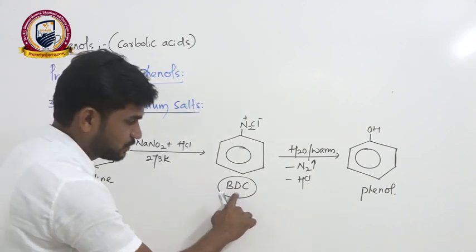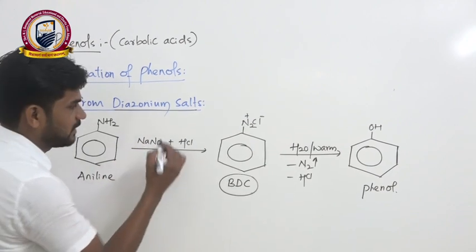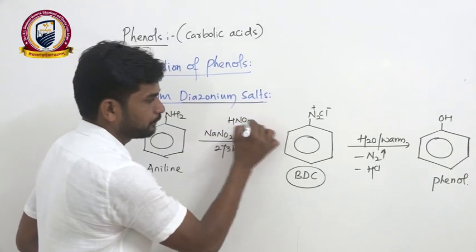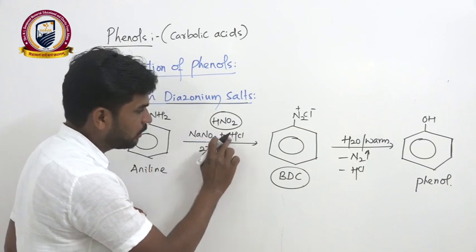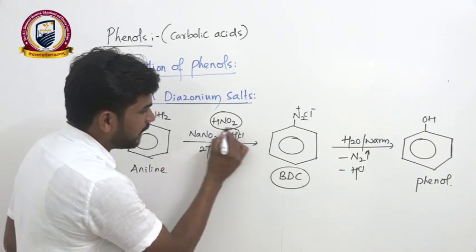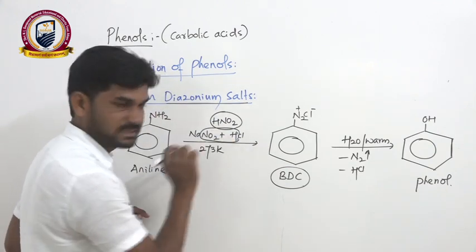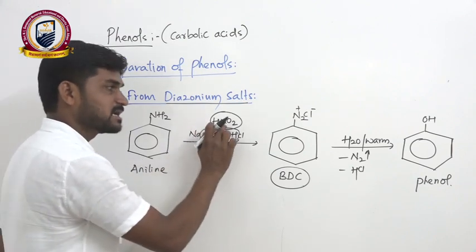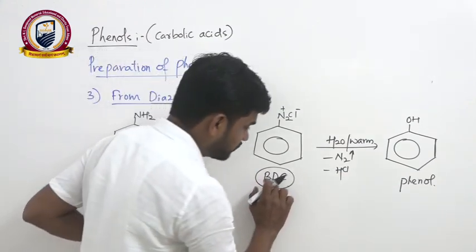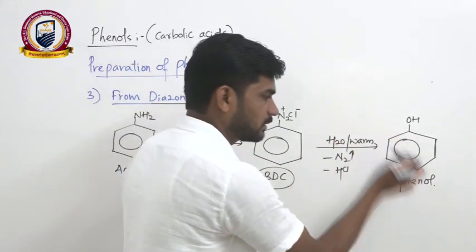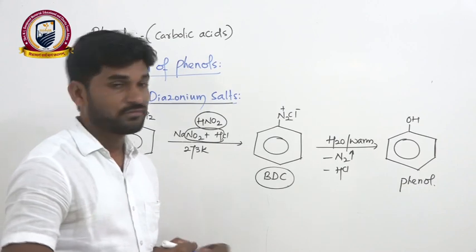So here, first aniline is treated with nitrous acid. Nitrous acid is HNO2, the product of the reaction between sodium nitrite NaNO2 and HCl. So hydrogen and NaNO2 combine together, HNO2 formation takes place with the liberation of NaCl. So this aniline reacts with nitrous acid and forms benzene diazonium chloride. This benzene diazonium chloride on warming with water gives phenol, right? So that is another method for the preparation of phenols, and one of the important methods.